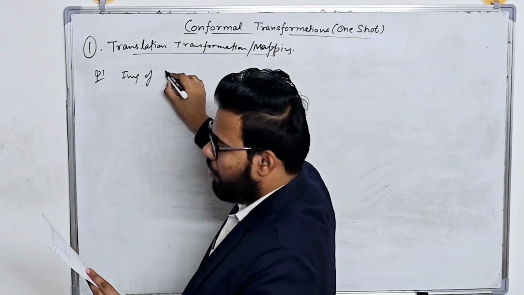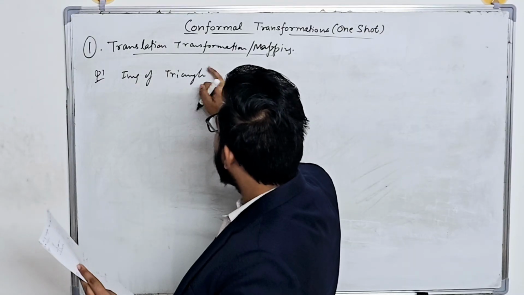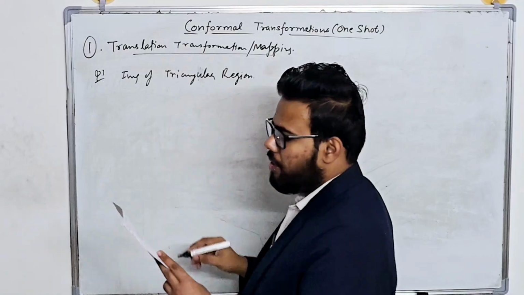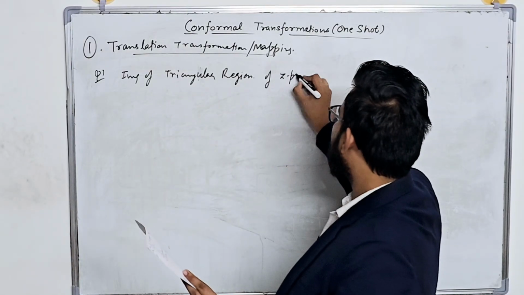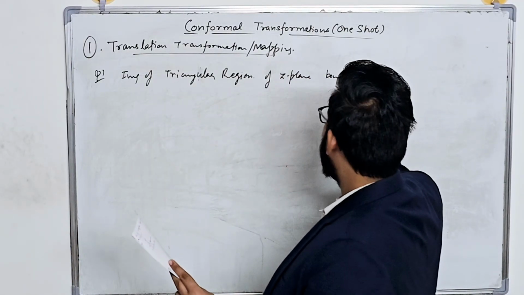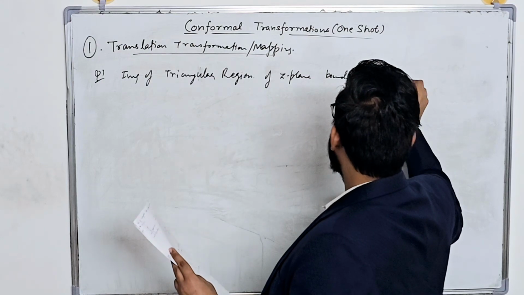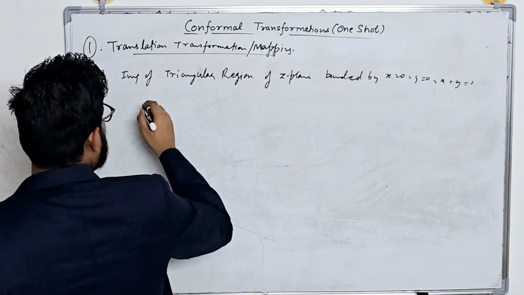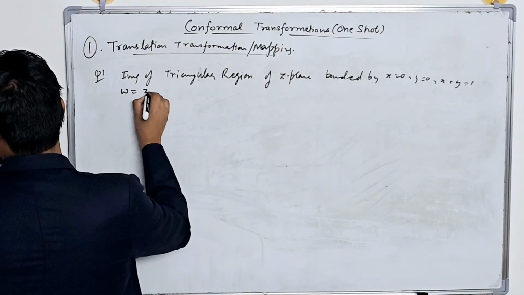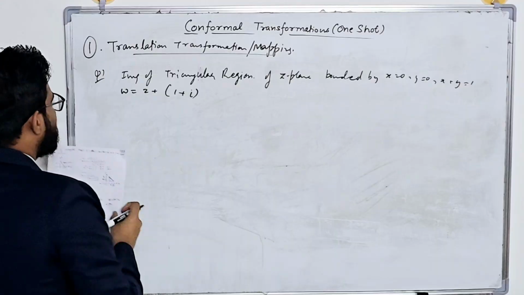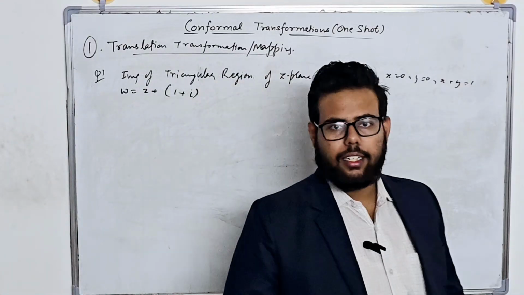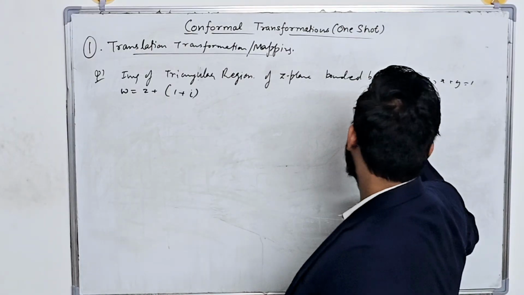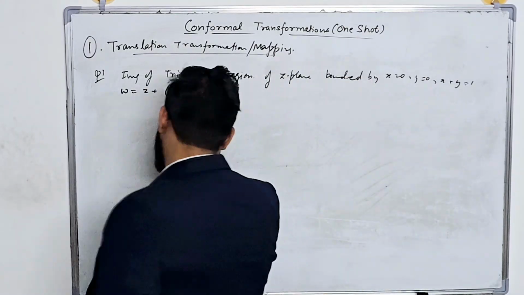Image of triangular region of Z plane bounded by x is equal to 0, y is equal to 0, x plus y is equal to 1, and the transformation is W is equal to Z plus 1 plus i, right? So this is the transformation which we are given, and of course it is a translation transformation, and we have to find the image of the triangular region which is formed using these lines.